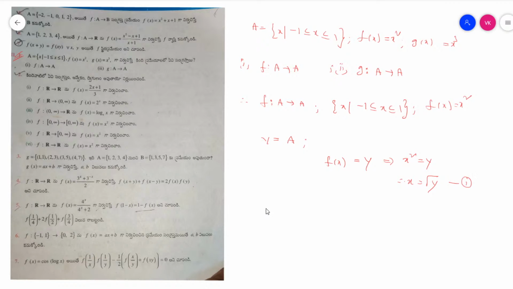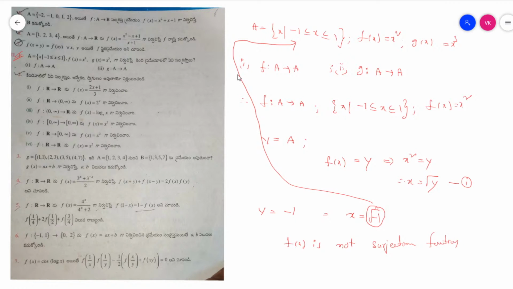Then let's take that y value as -1. Then we can write x is equal to square root of -1. But here the square root of -1 is not in the given range. Okay, so we can finally conclude that f of x is not a surjection function. Okay, this is about the first one.